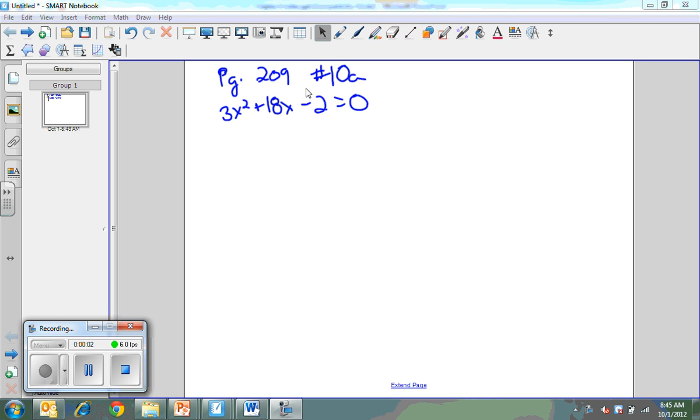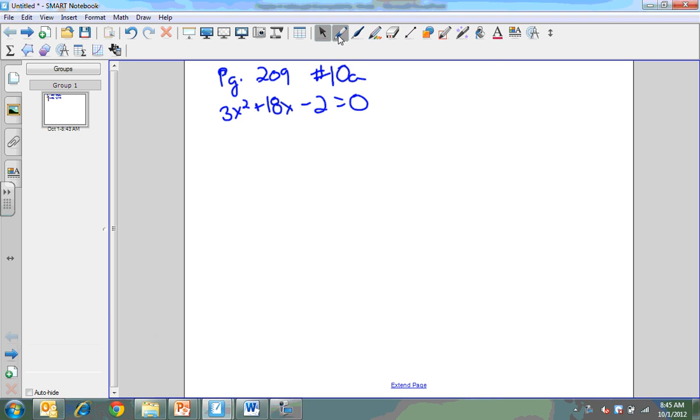Okay, so page 209, number 10a, we're going to solve this by completing the square. We already have our equation set equal to 0, so now we just follow the steps of completing the square. Factor out the number in front of the x squared.